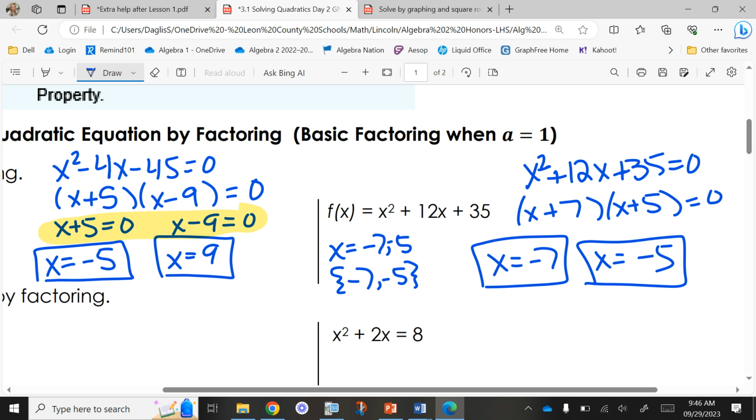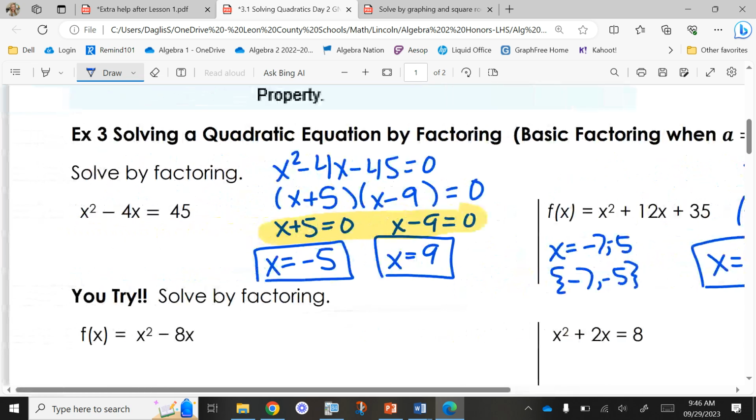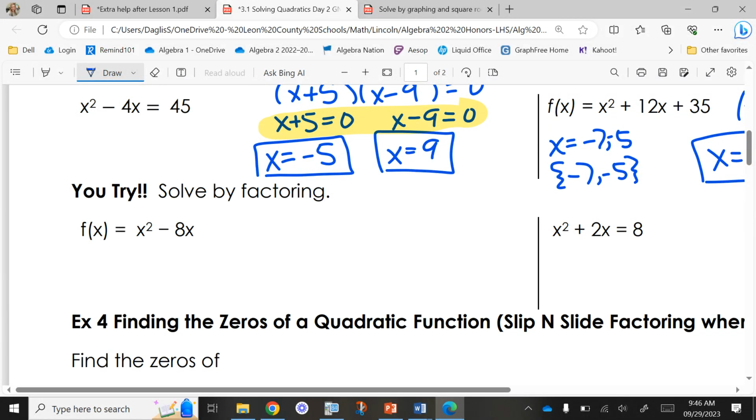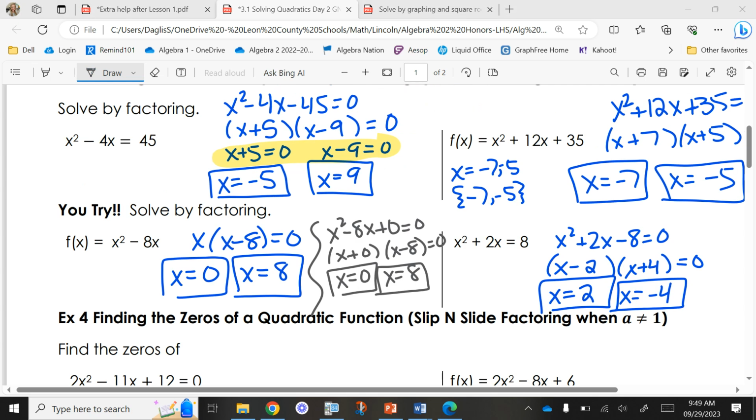All right, think you can do some? Yeah? You try. Let's see if you can do a couple. All right, check your work with mine.